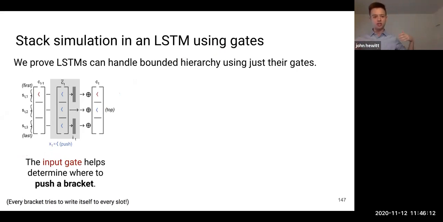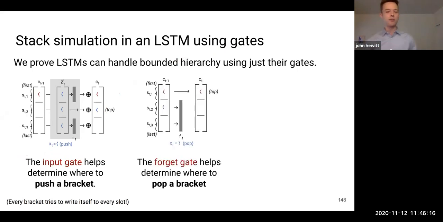Then the input gate will actually determine where to write the new bracket. So that's going to say, where should I push to? Where to input to? It's kind of nice. The forget gate will actually help determine where to pop a bracket. A forget gate in an LSTM allows you to zero out values in the cell state. And that will actually implement the popping motion by cleverly detecting where the top of the stack is and setting the forget gate to 0 exactly where it needs to be.